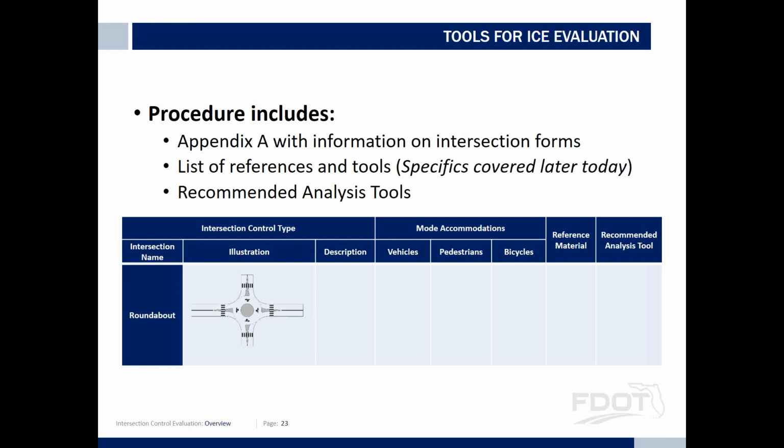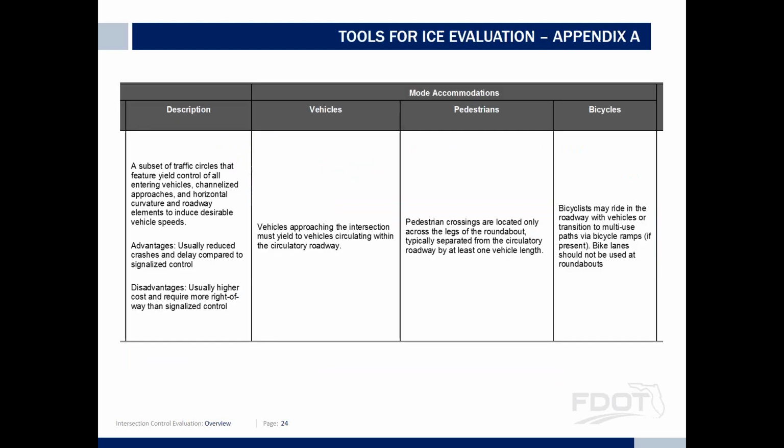For the different types of intersection, you see the roundabout over here, the square box over here, that gives you information: the description, the vehicles, the mode of accommodation of different types of intersection, the alternatives, and I'll go into detail on that shortly. What you would get from that red box is basically, this is a screenshot of Appendix A that has the description, vehicles, pedestrians, and bicycles, and how that is considered in not only the tools but the forms that you would have to fill out.